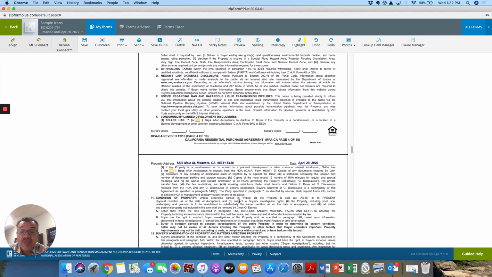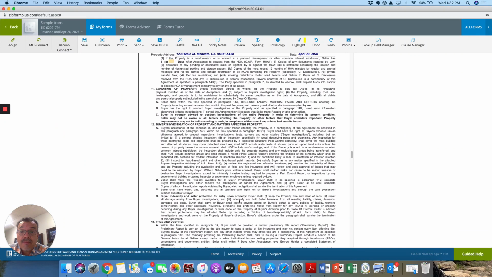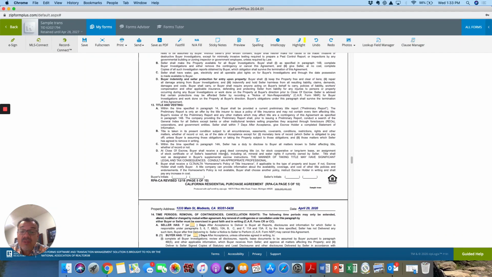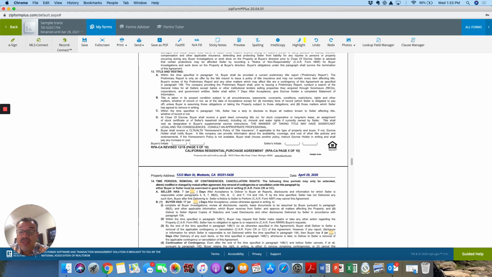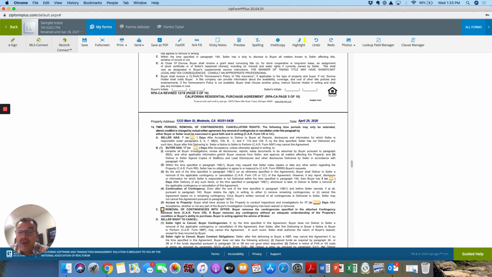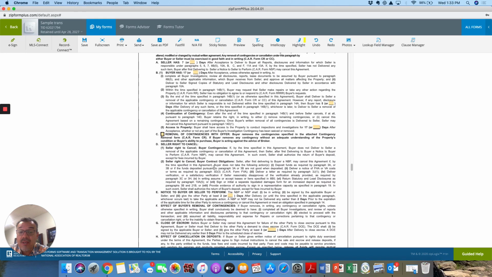Everything else in here is pretty standard. It talks about condition of property, the buyer's investigation rights. That's why I say you need to read this form or sign up for a class that goes over this paragraph by paragraph. Paragraph 14 is one of the most important paragraphs in there because it deals with time frames.